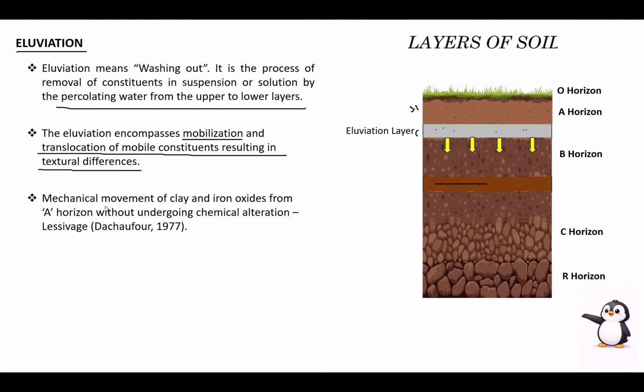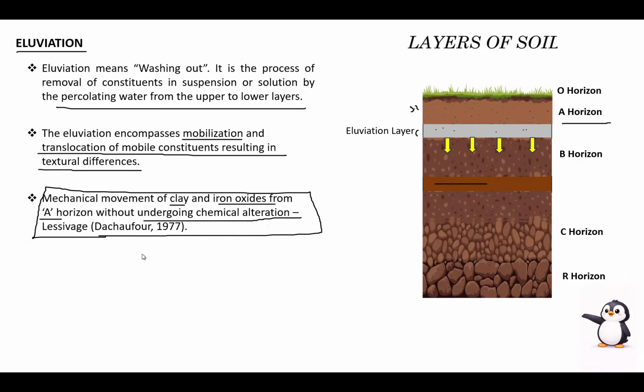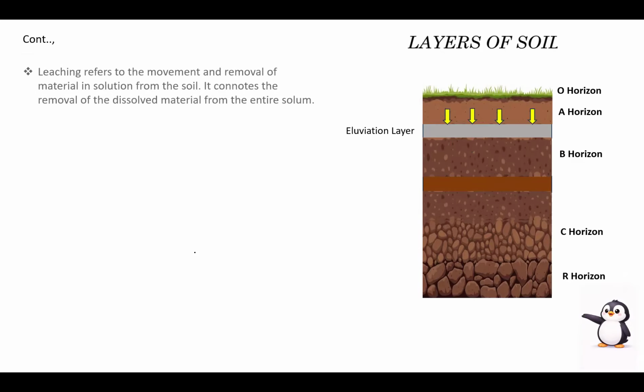The mechanical movement of clay and iron oxides from a horizon, without undergoing chemical alteration, is called lessivage. This is another process that happens during soil formation. This is called lessivage. Now let us go in depth and continue with the topic.